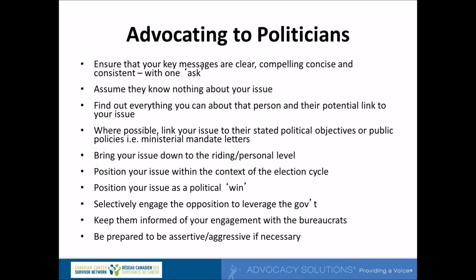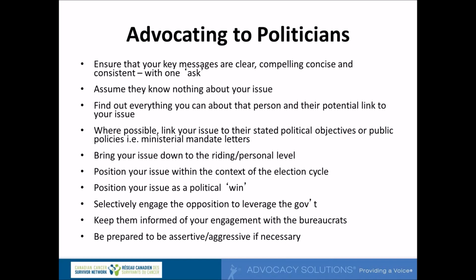For example, governments will do things in the first half of their mandate they would never dream of doing in the second half. You raise taxes in the first part of a mandate, you cut taxes in the second part, just those kinds of things. Position your issue as a political win. When you're advocating to politicians, you can talk about politics. That's fine. That's the world they live in. So don't be hesitant to talk about things in the context of politics.